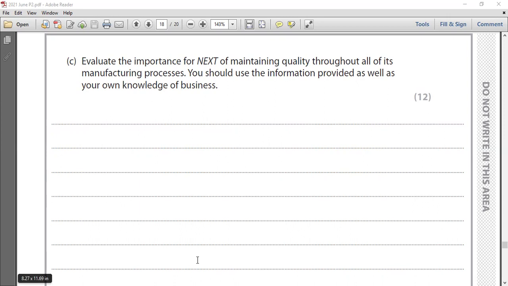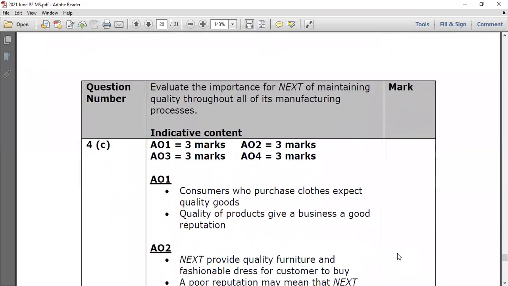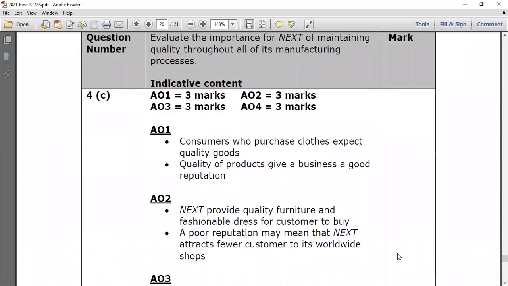A 12 marker question answer would be like that. Let's see the answer structure. Here we are checking the assessment objectives, AO1, 2, 3, and 4, everything. AO1 stands for your knowledge, that is the definition side, and application, using the Next clothing case study, 3 marks. Then the analysis point, that is the development side of your answer, 3 marks. And for AO4, the evaluation point, you are talking about the opposite side, the however, for and against, and give some conclusion.